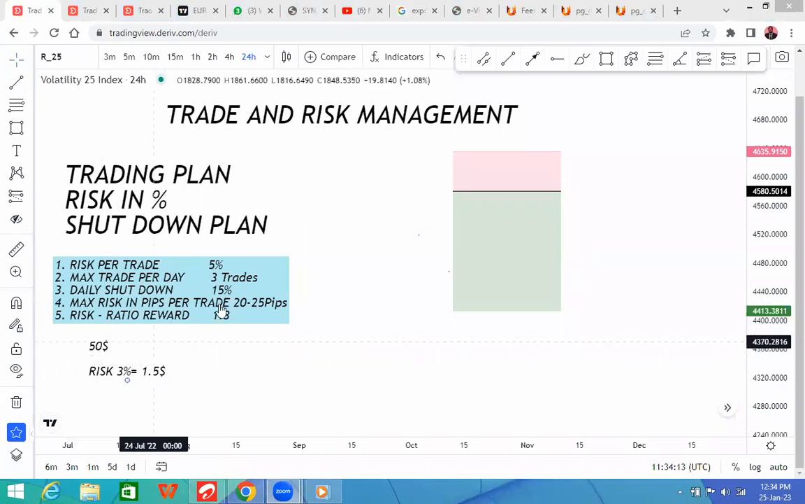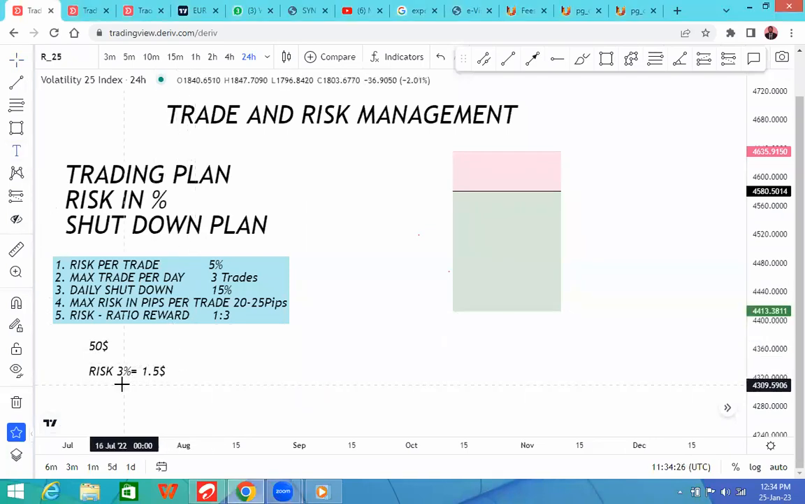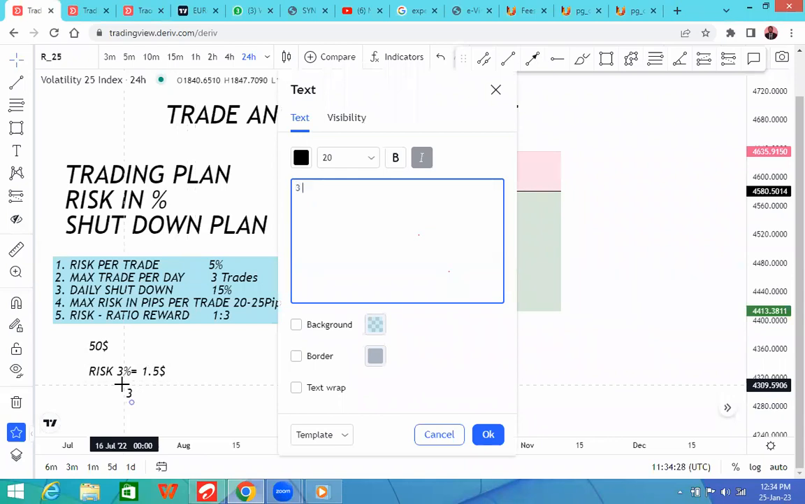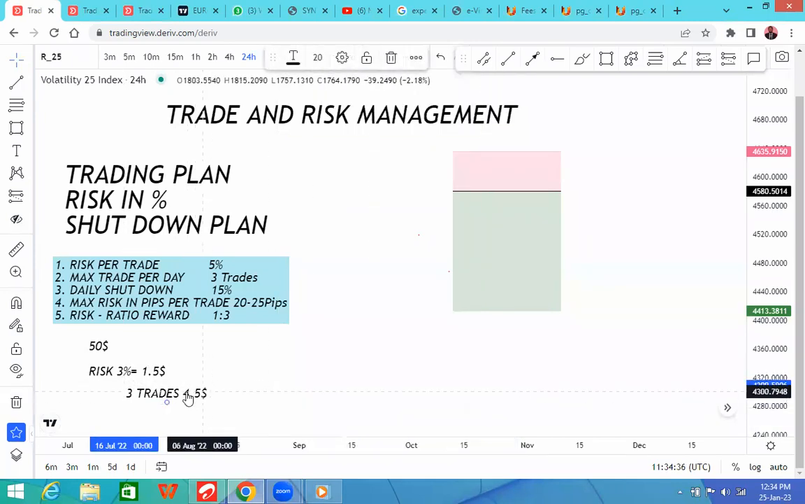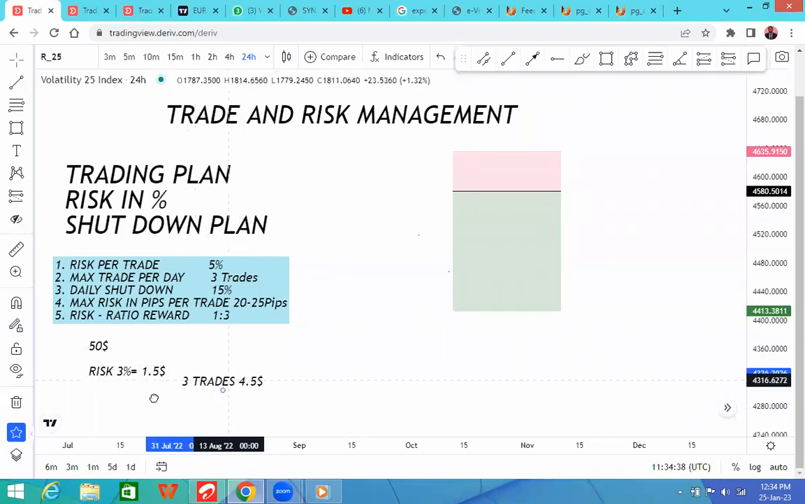If I have a $50 account and I'm risking 3% of that account per trade, I'll risk $1.5. So if I take 3 trades in a day, that would give me a total of $4.5. So 3 trades will give me $4.5. As I'm calculating, you also type in 3 trades should give me $4.5.